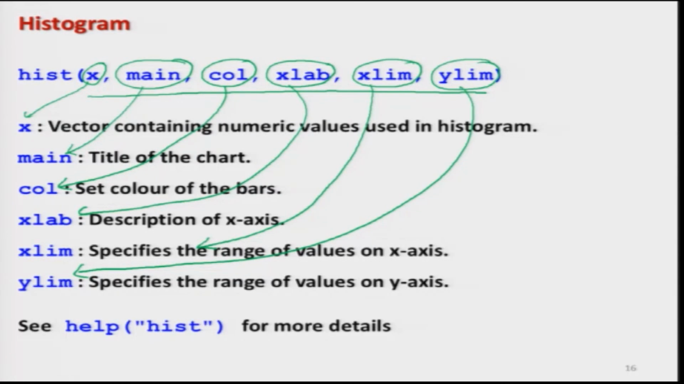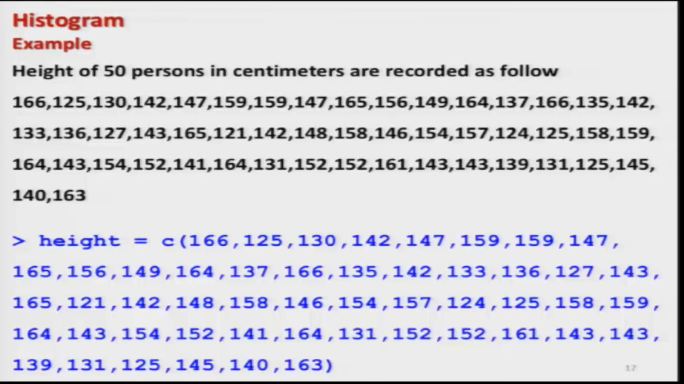And there are more options, but I would suggest that you please try to look into the help using the command help("hist") inside the double quotes inside the arguments. That will give you more information. Now, let me take an example to show you the construction of a histogram.